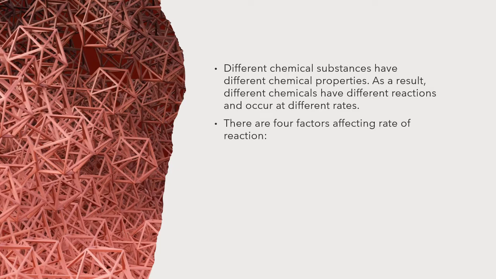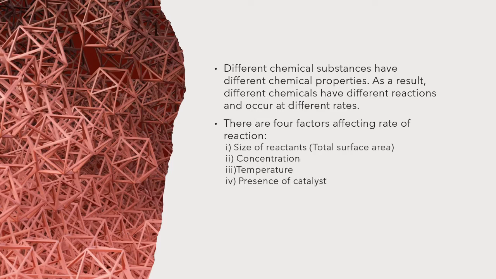The first one is the size of reactant, which is related to the total surface area. Second is the concentration of the solution. The third one is the temperature, and the fourth one is the presence of a catalyst. The rate will change, but the amount of product you obtain will not.